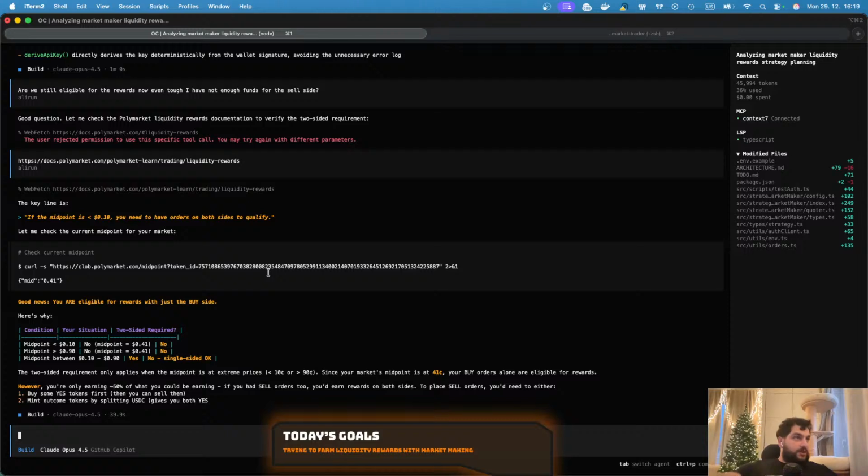Okay, so it figured out more rules, and we read that already. So if the midpoint is less than 10 cents, you need to have orders on both sides to qualify. And good news, you are eligible for rewards. Just the buy side. Here is why. Midpoint is less than 10 cents. No. Actually, more than 10 cents. 41. And it's not more than 90 cents.